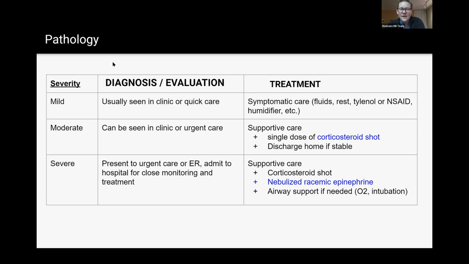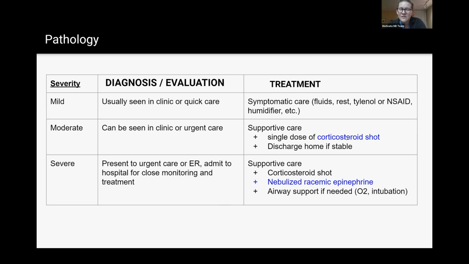For a more moderate case of croup, and the lines between moderate and severe here are not super clear cut, it again has to be your own personal judgment as a clinician. That's where you can give this single dose of the corticosteroid shot, which is the dexamethasone. On your pediatrics rotation in medical school, almost guaranteed you'll see somebody come in with croup, and they can just give this shot while they're in the office and then have them go home.